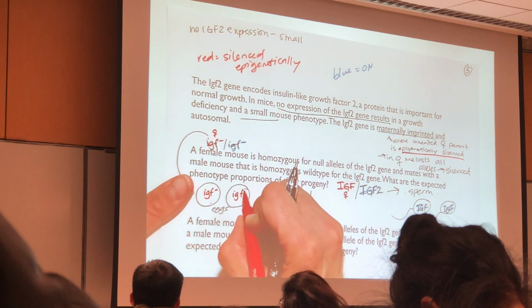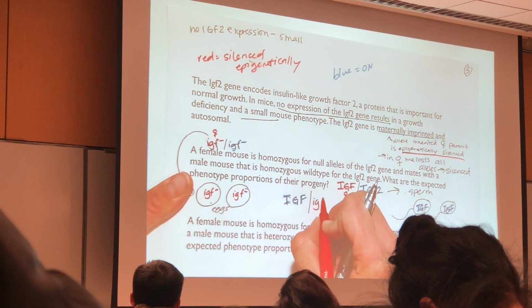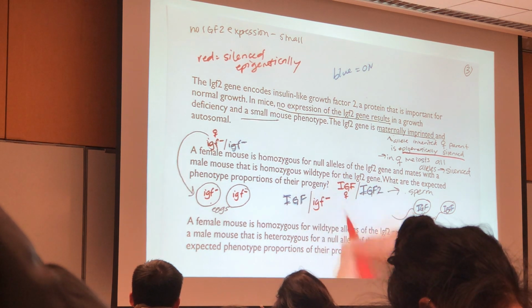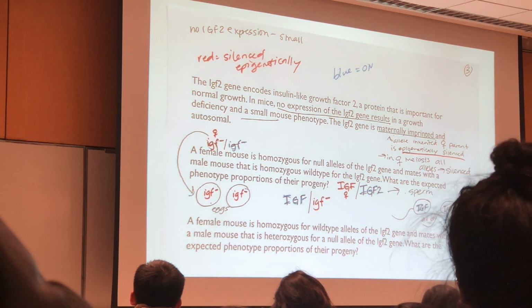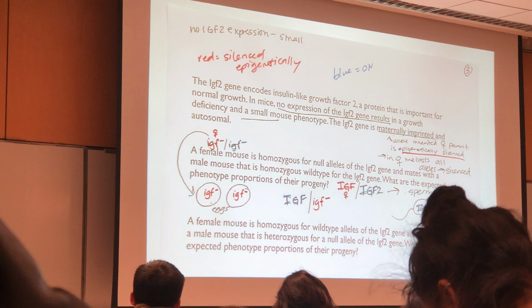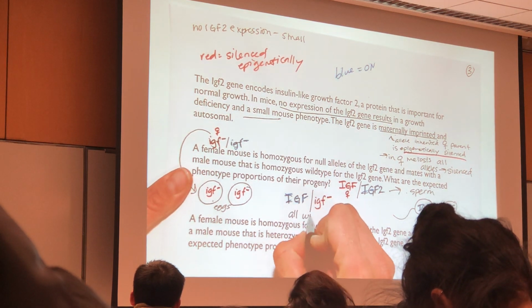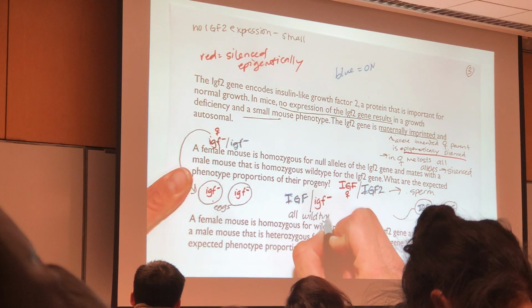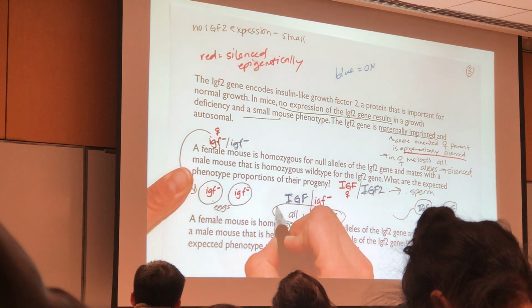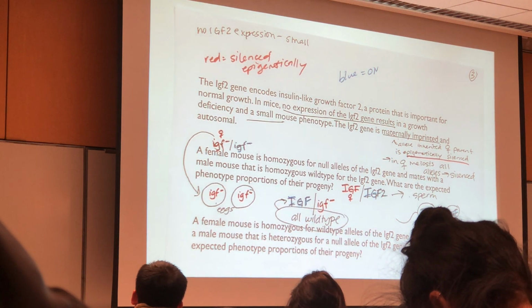Mom only has null alleles to give, and they're both going to be epigenetically silenced. What's the phenotype of all the progeny? Wild type. All wild type. Because of the expression from the paternal allele.